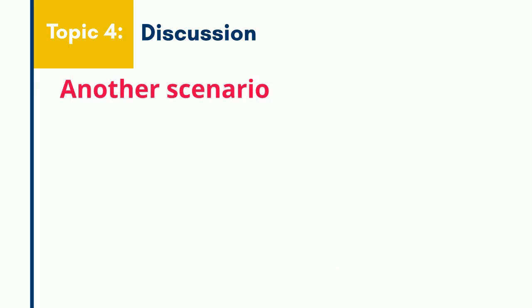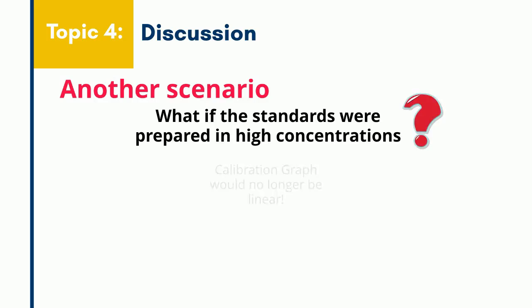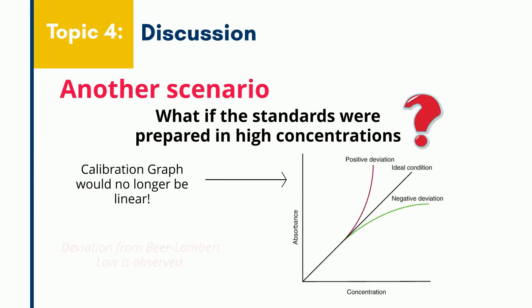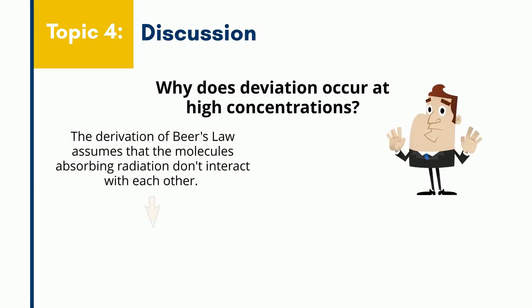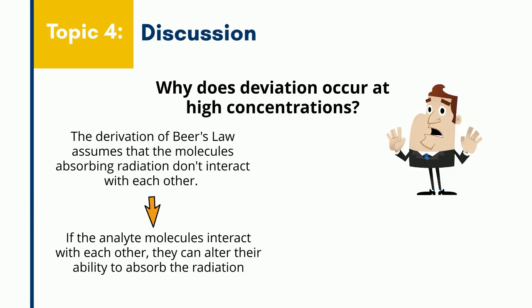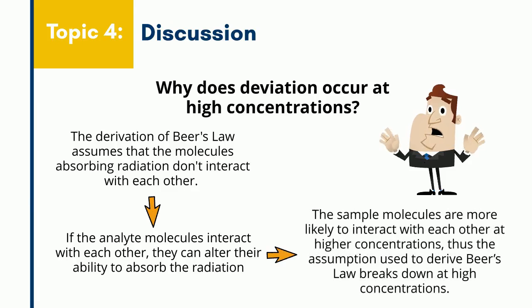Let's take another scenario. What if the standards were prepared in high concentrations? The calibration graph would no longer be linear. The derivation of Beer-Lambert's law assumes that the molecules absorbing radiation do not interact with each other. However, at higher concentrations, the molecules are more than likely to interact with each other. Therefore, the assumption used to derive Beer-Lambert's law breaks down at higher concentrations.